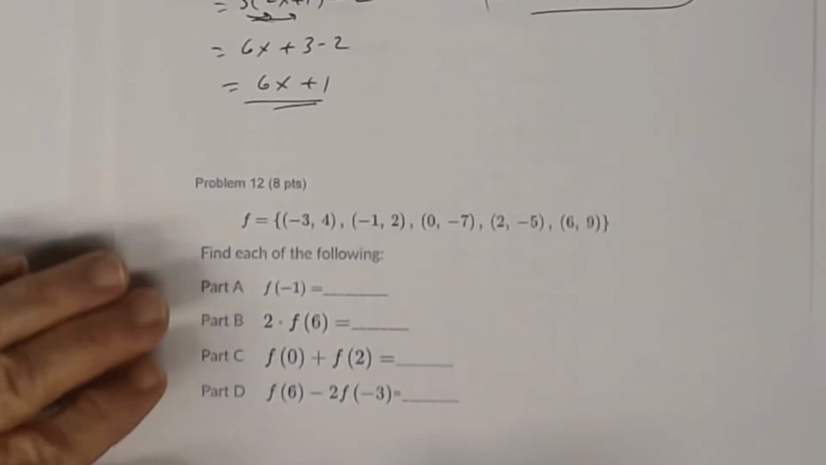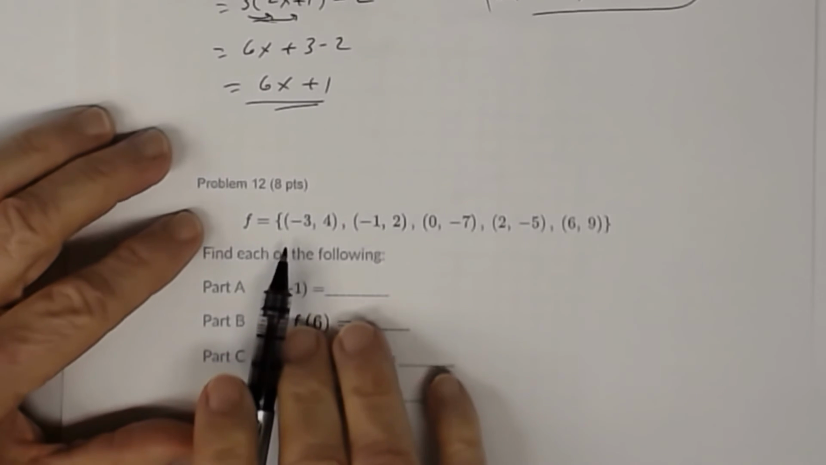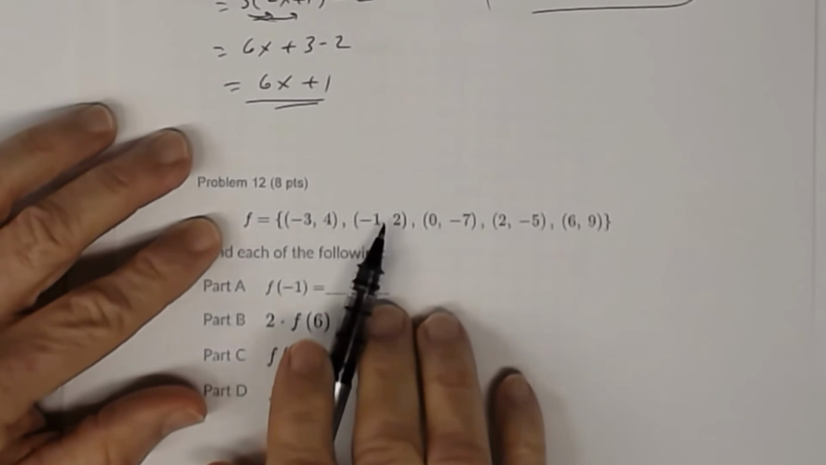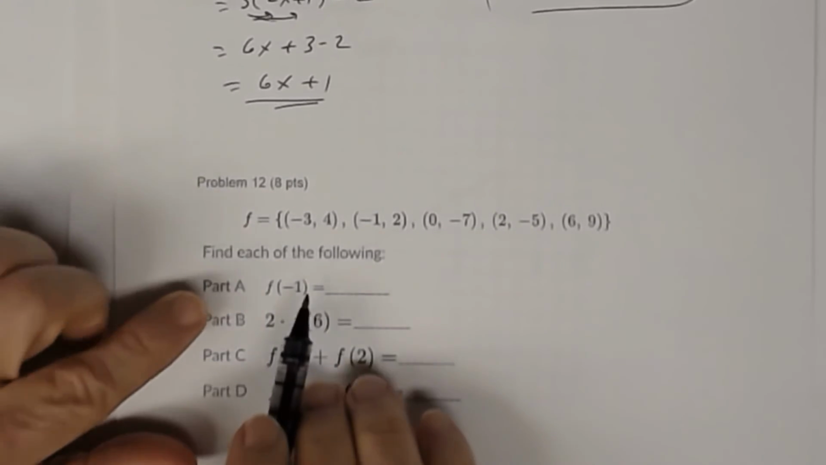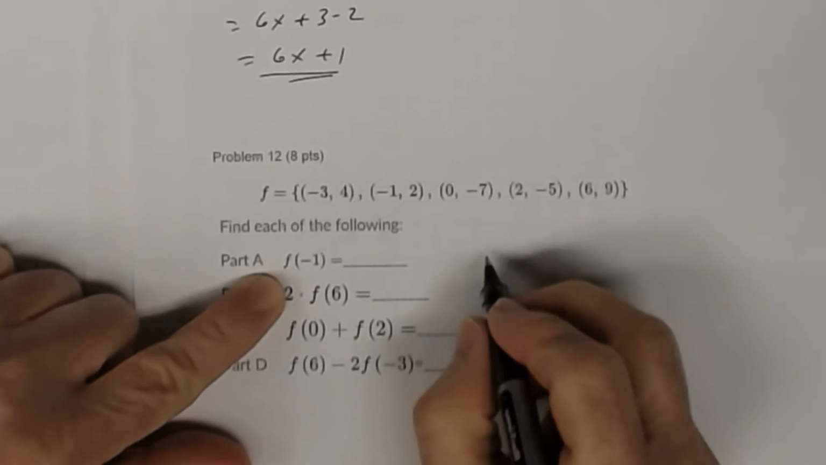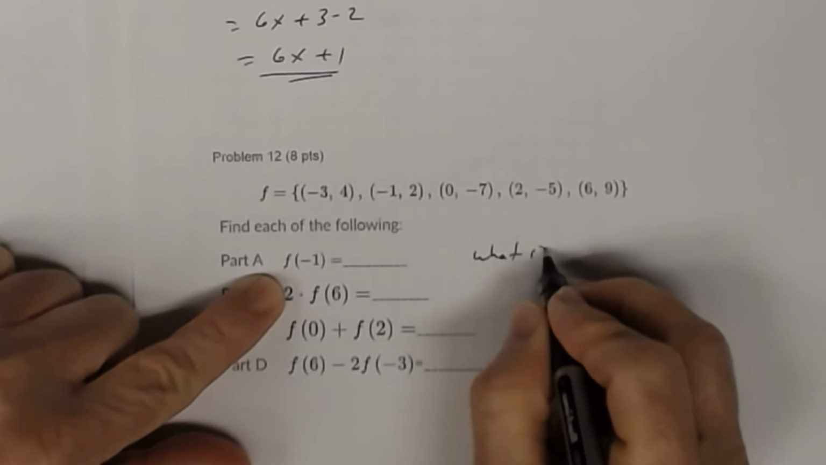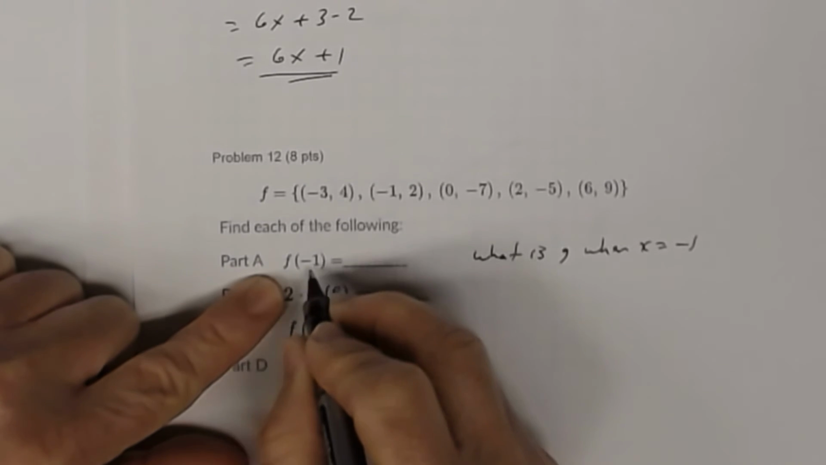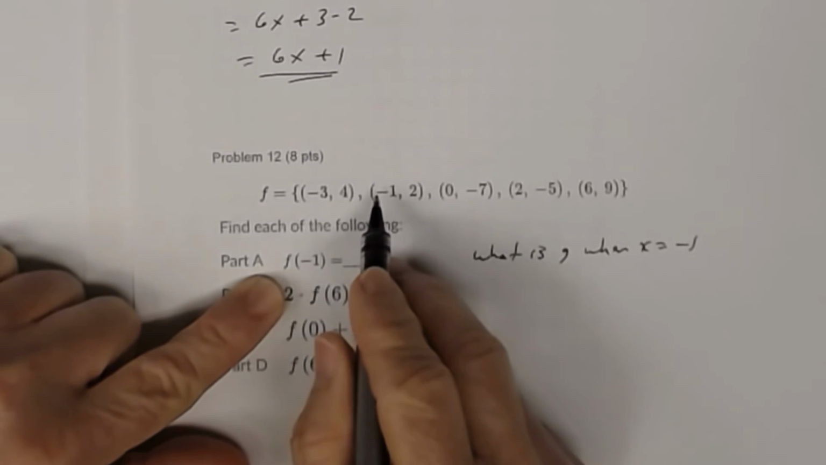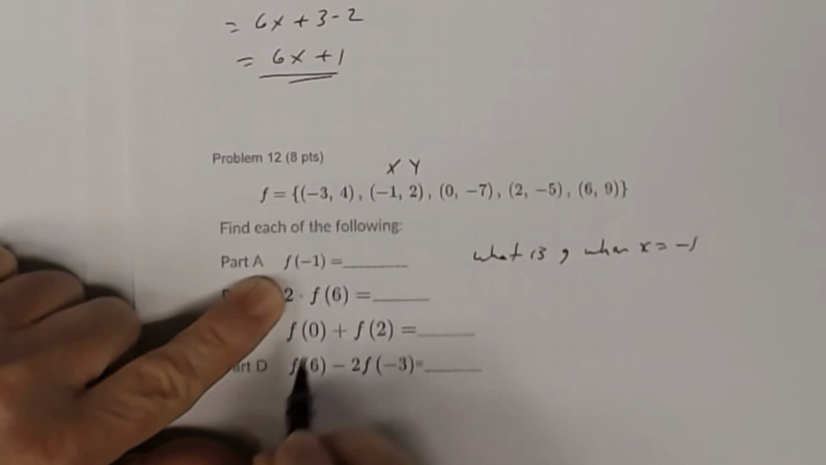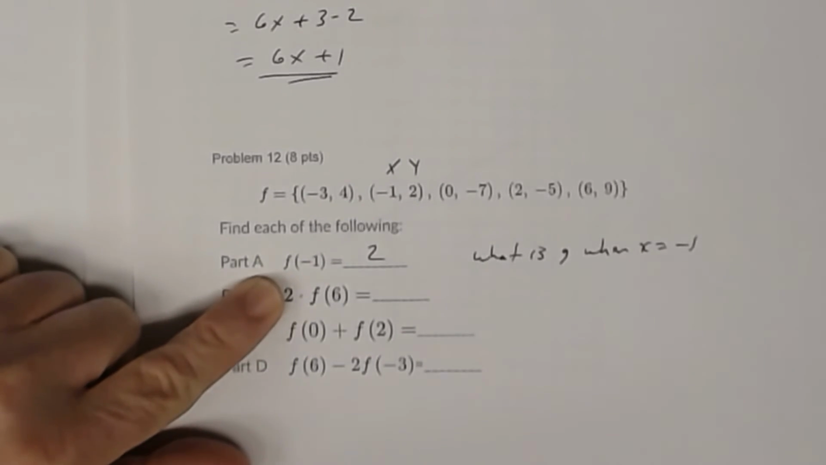All right, number 12. So in number 12, you're given this function, which is just a finite set of ordered pairs. 1, 2, 3, 4, 5. Now remember what f of -1 means. So f of -1 means what is y when x is -1. That's your x value here. So when x is -1, your y value is 2. So that's x equals -1, y value 2. So the answer there is 2.